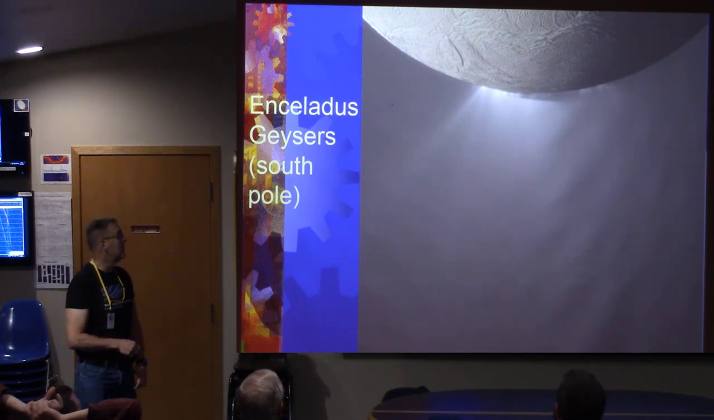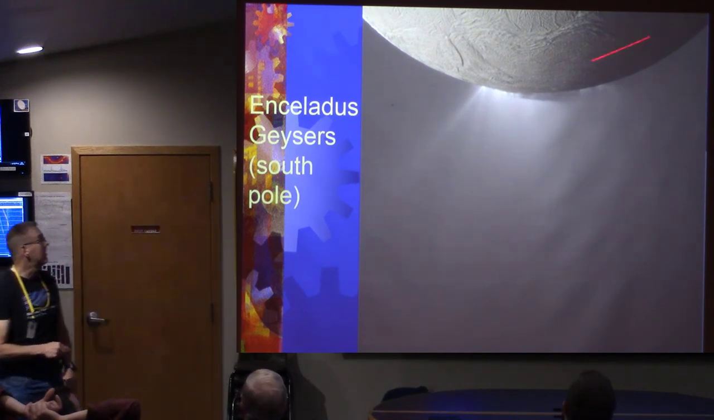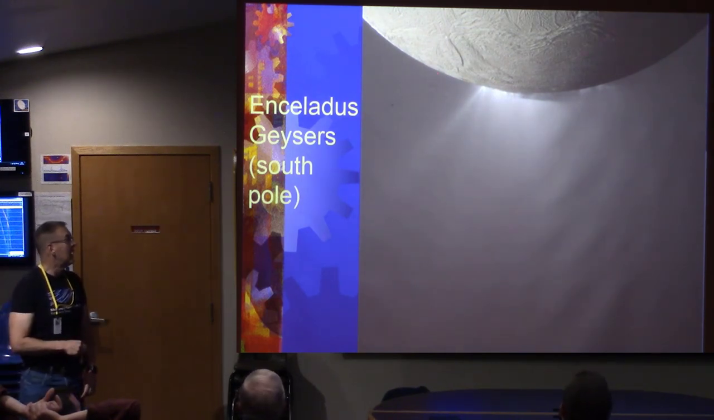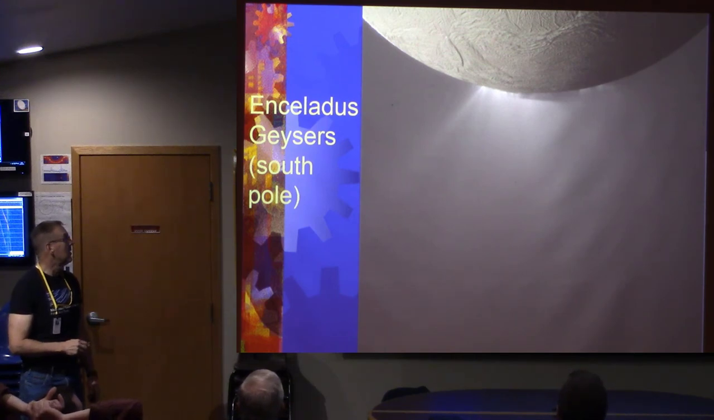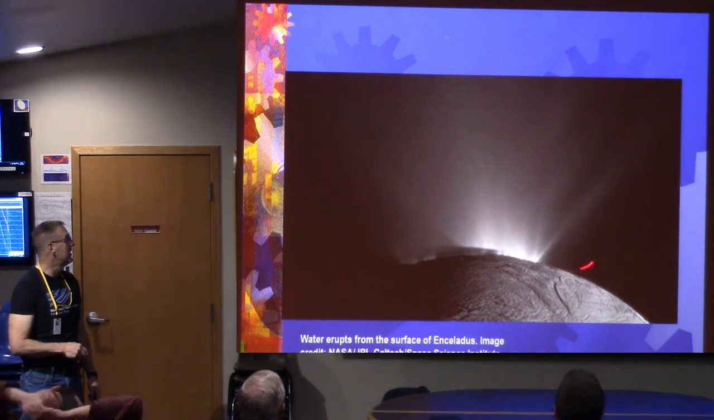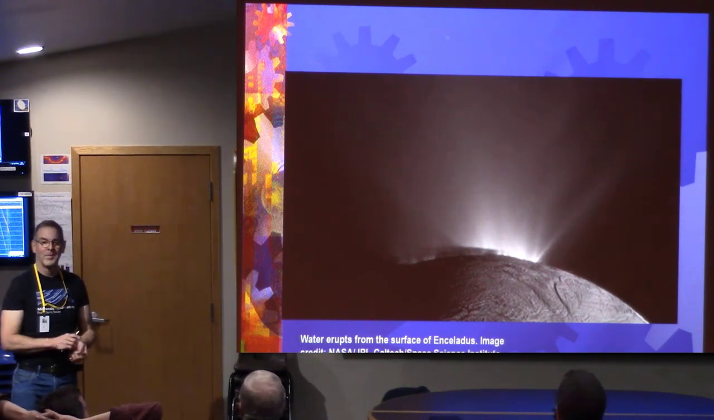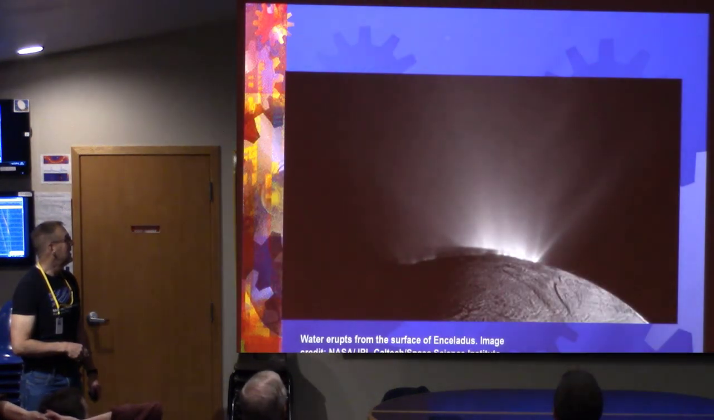Much more extensive geysers occur out of what are called the tiger stripes, just a bunch of cracks in the ice. This would be the place to go and fly through and pick up freeze-dried single-cell organisms, or space amoeba. There's another picture of the geysers. Just amazing. Those are real pictures. I love that stuff. That's so cool.